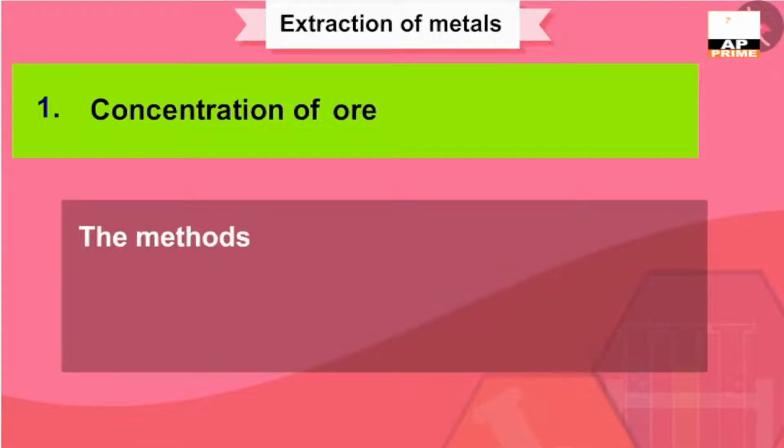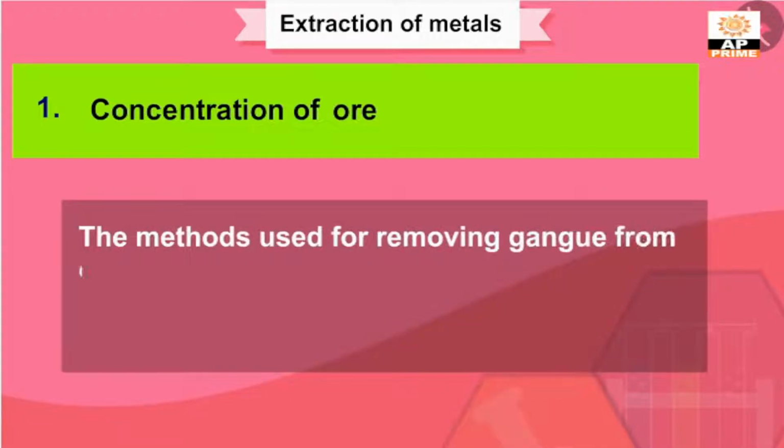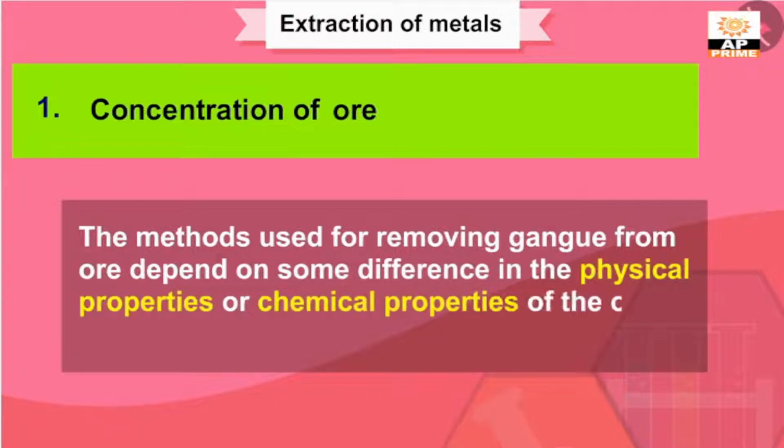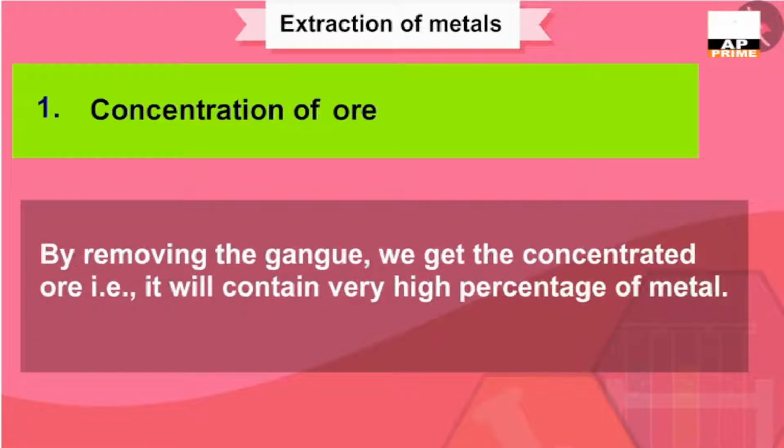The methods used for removing gangue from ore depend on some difference in the physical properties or chemical properties of the ore and the gangue. By removing the gangue, we get the concentrated ore. That is, it will contain a very high percentage of the metal.